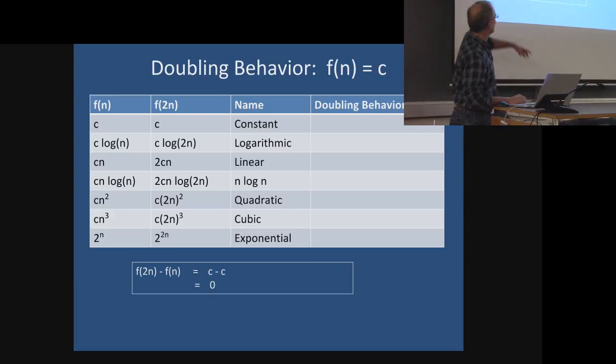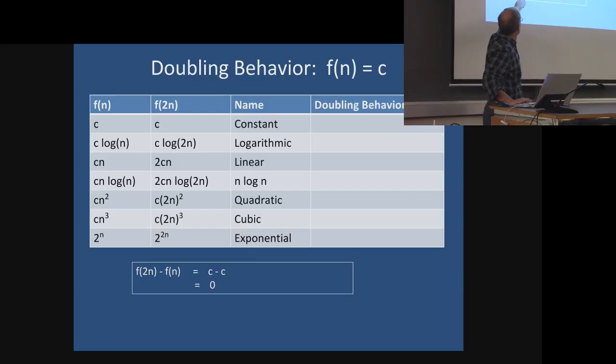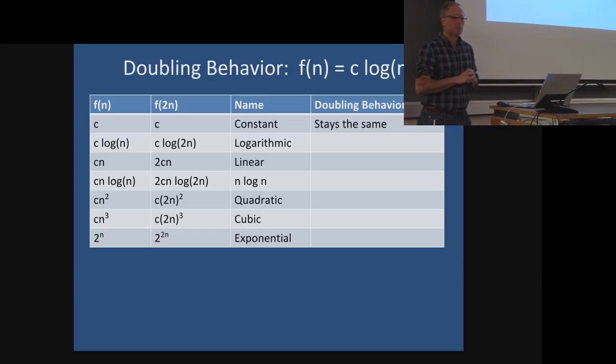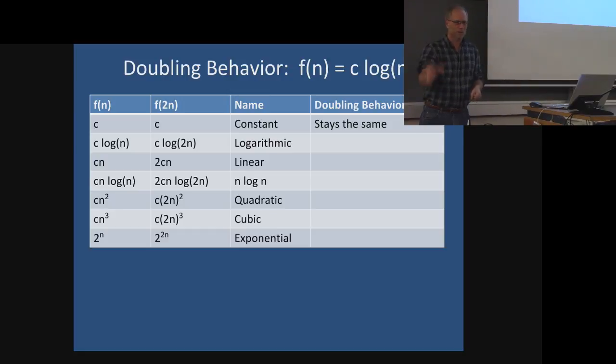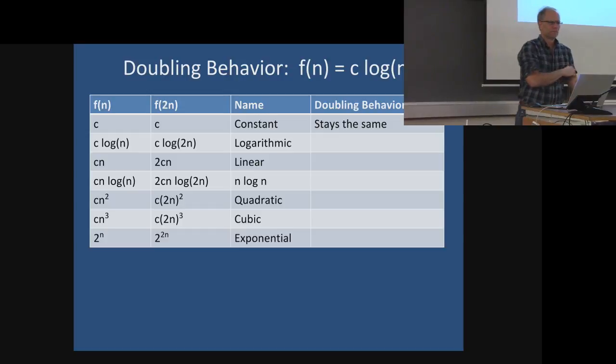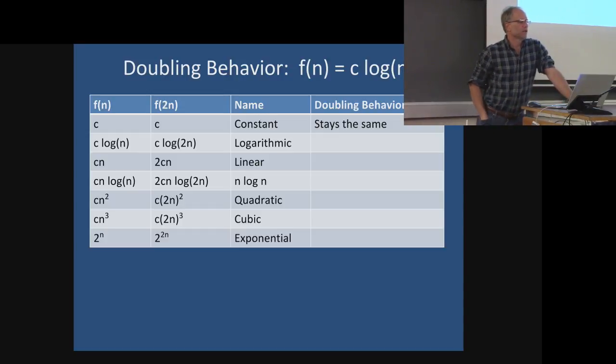So what I'm saying is, the time it takes for 2n minus the time it takes for n is going to be 0. So we're going to see the time stays the same. If you do a timing experiment and you keep doubling the size of the input and it keeps staying the same, you're timing something that runs in constant time.